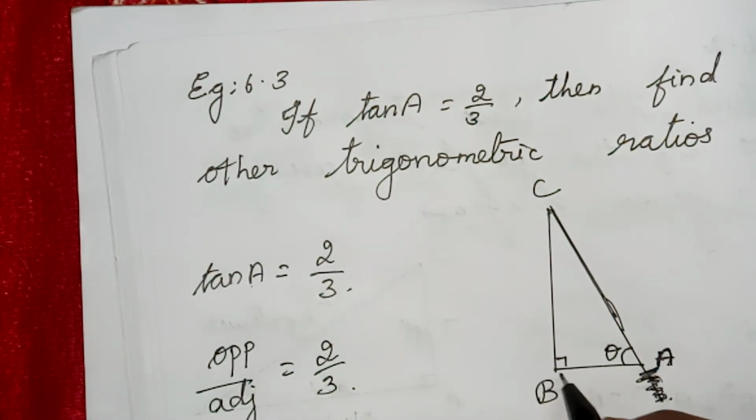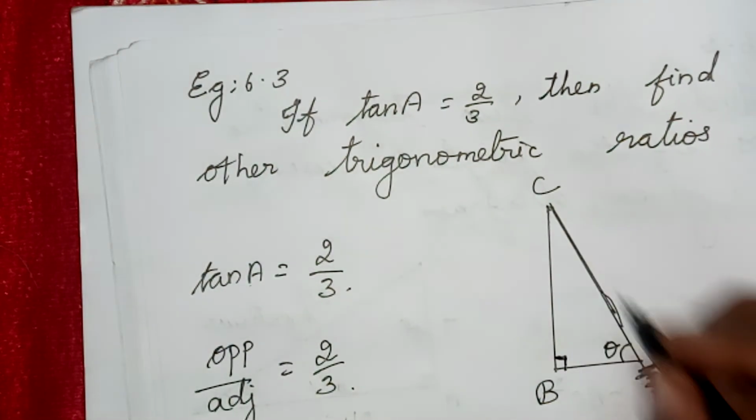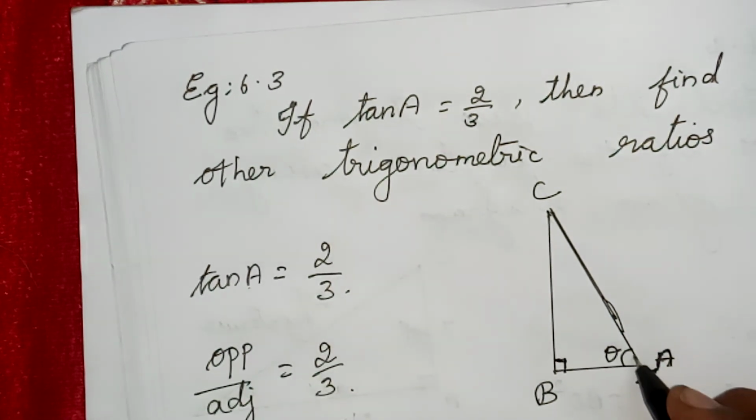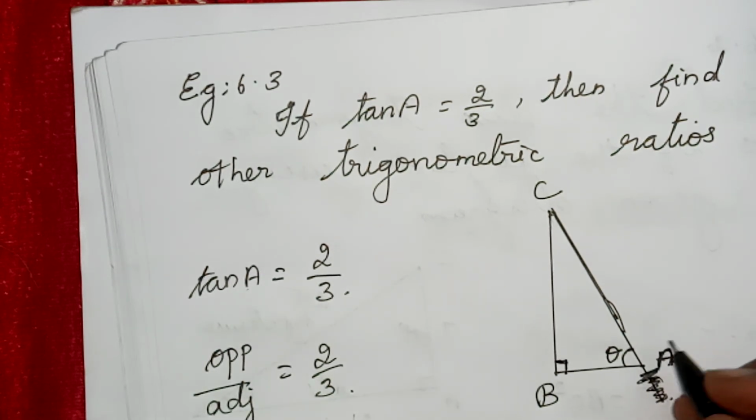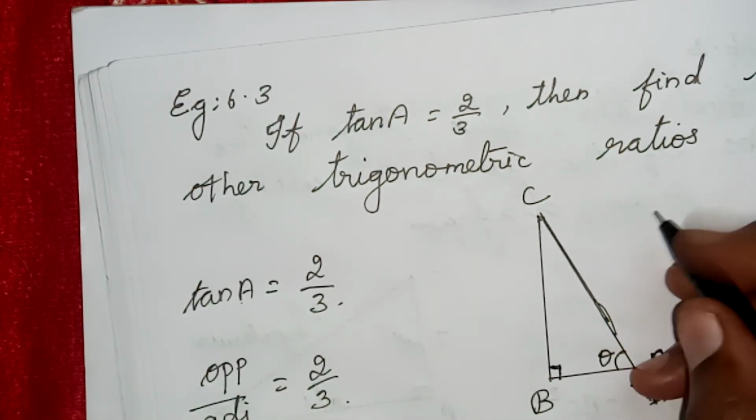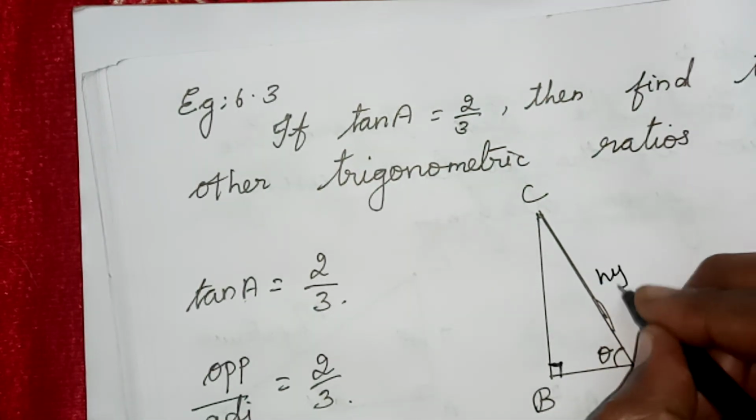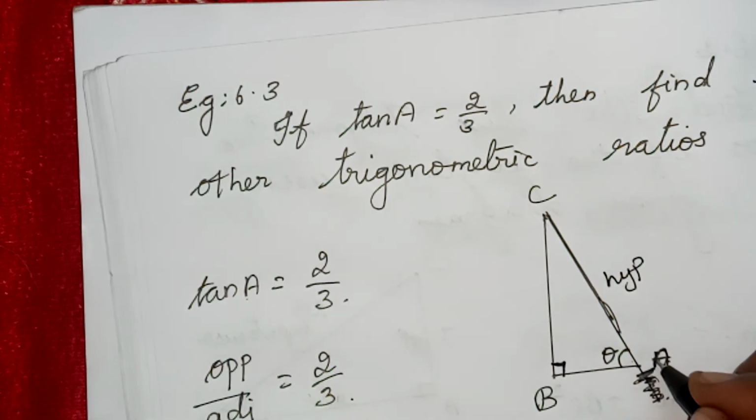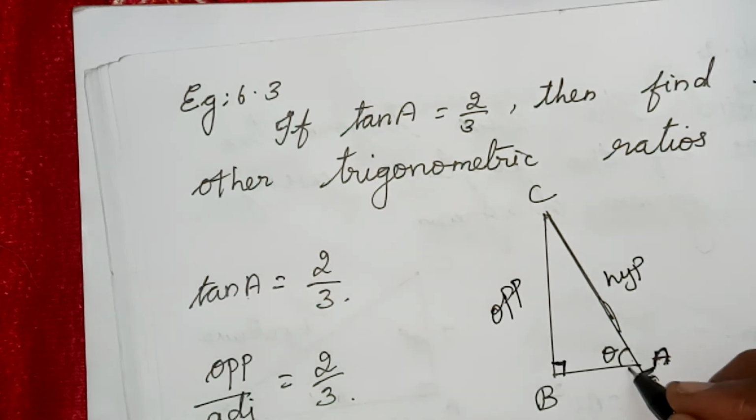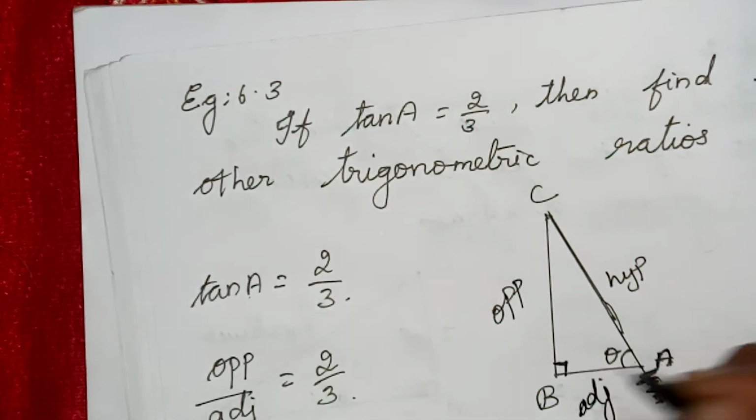Now in this diagram, what is hypotenuse? The side opposite to the right angle is hypotenuse. Next, the side opposite to theta is the opposite side. The side nearest to theta other than the hypotenuse is called the adjacent side.